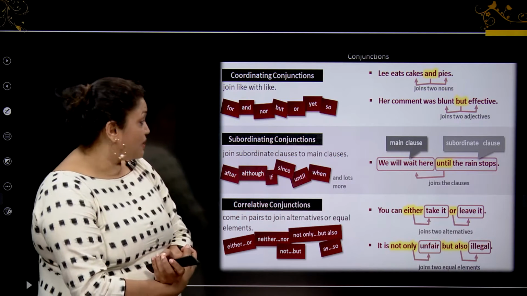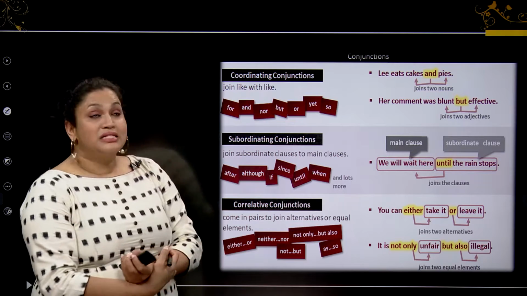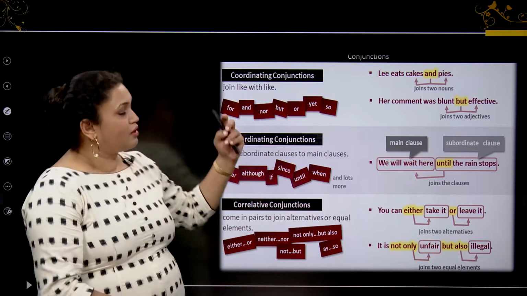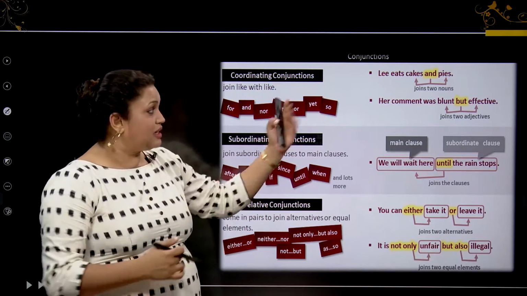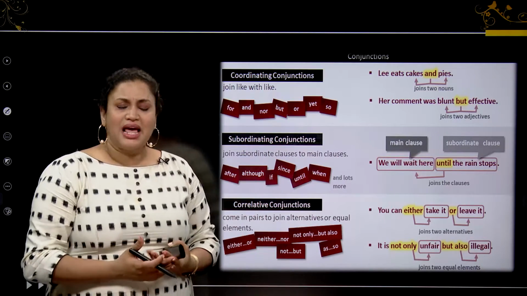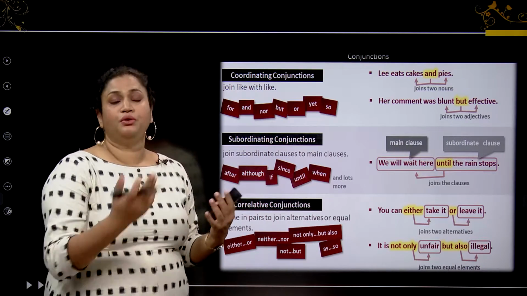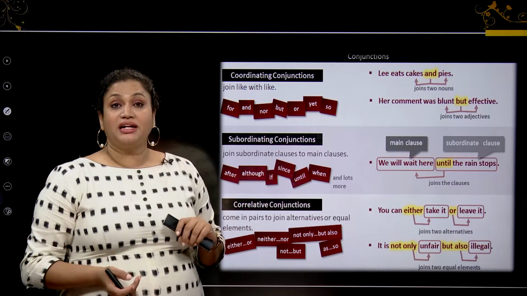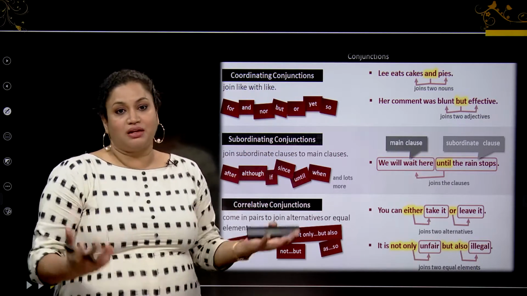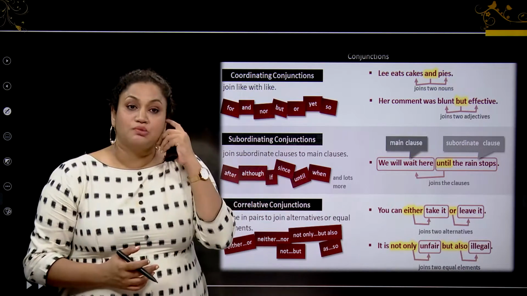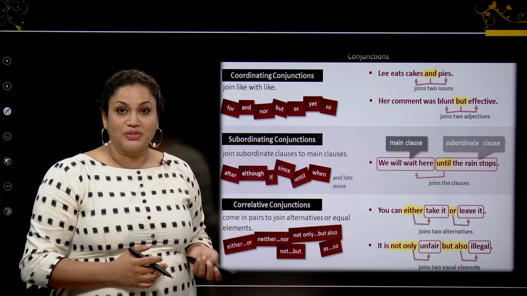So let's go to the subordinate conjunctions. Now, coordinating conjunctions mostly add phrases and words. They also have the power to join parts of sentences, but subordinate conjunctions are more dense. They are basically used in joining clauses to the main clause. So it is more for complex sentences.